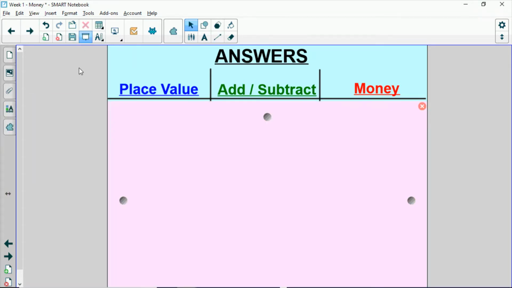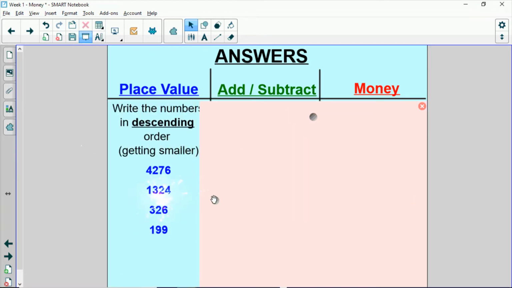Okay, let's go through the answers then, starting with number one. Well, the biggest number we had was 4,276. Then smaller would be 1,324. Then 326. Finally, the smallest number is 199. Give yourself a tick if you got those numbers there.